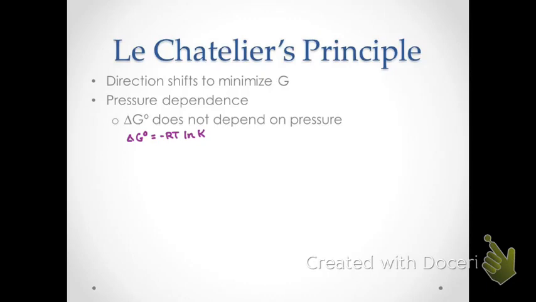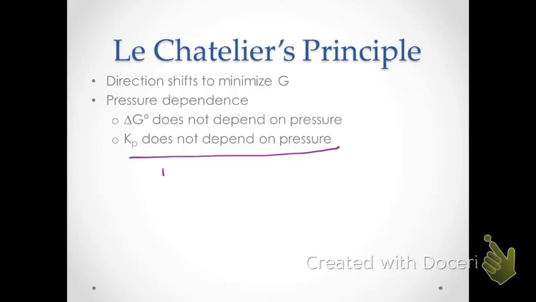Because it specifically corresponds to 1 bar pressure, it makes no sense to ask what happens to delta G naught when we change the pressure. So as a result, if delta G naught doesn't change when we change the pressure, the equilibrium constant will not change when we change the pressure. Now, that doesn't mean that an equilibrium won't shift. It just means that the equilibrium constant will not shift.